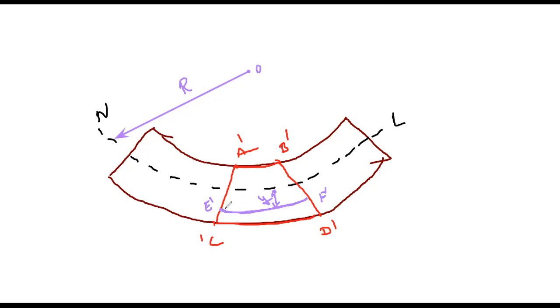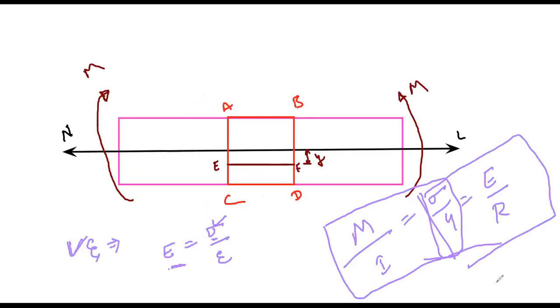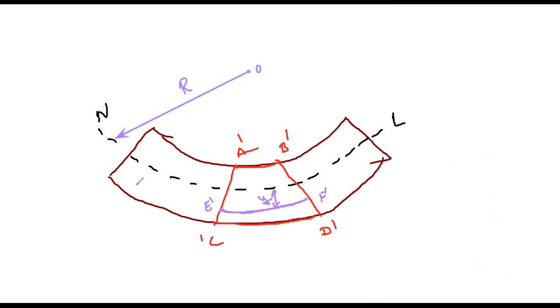Here we have considered an element EF, and after the application of moment, this will be E dash F dash, whose length has increased because of the bending moment. Now we need to calculate the strain. With the help of strain, I can calculate the stress by using Hooke's law. So how to calculate strain?